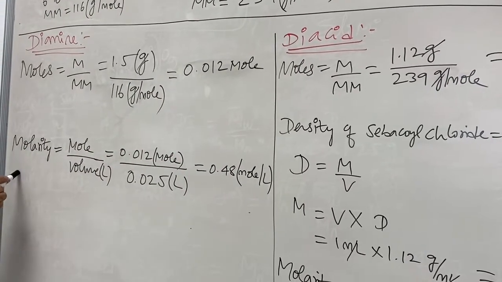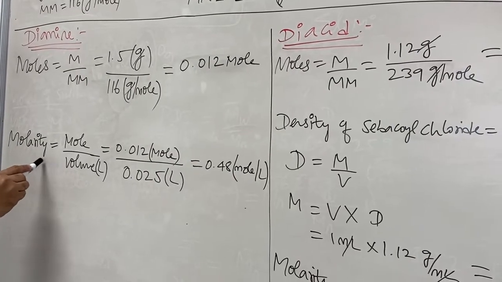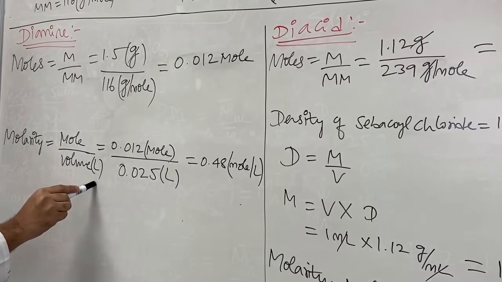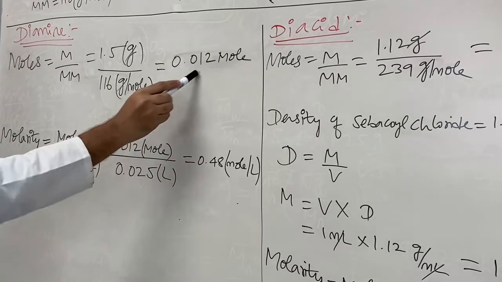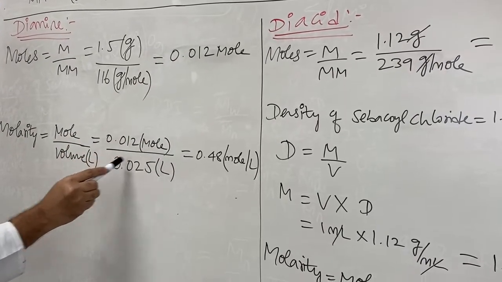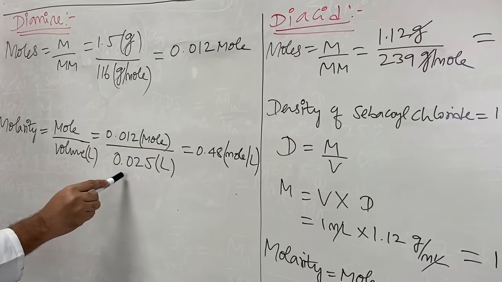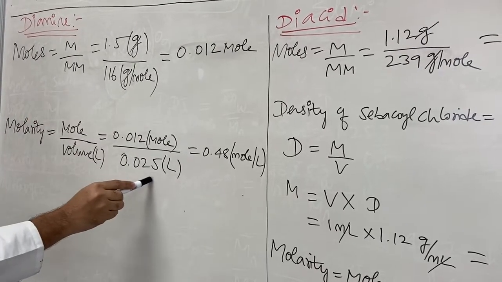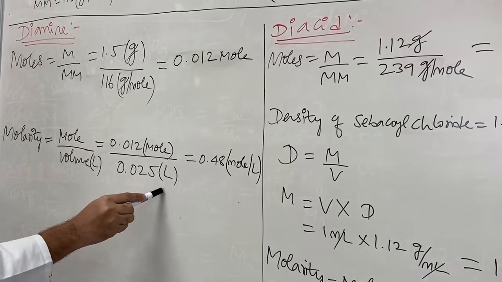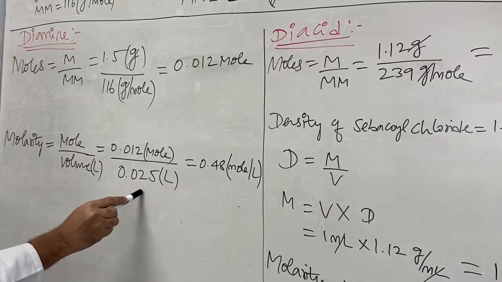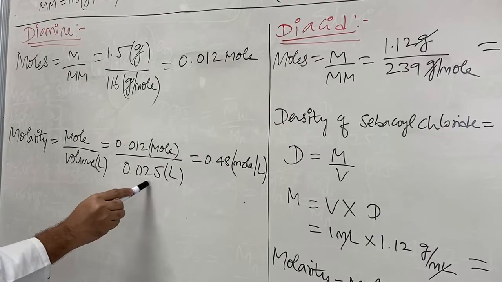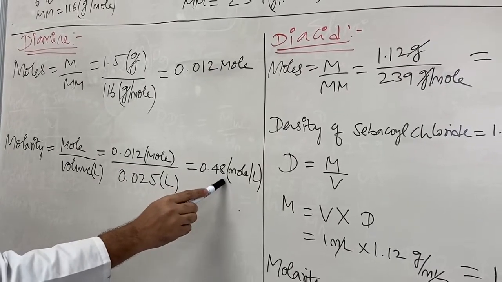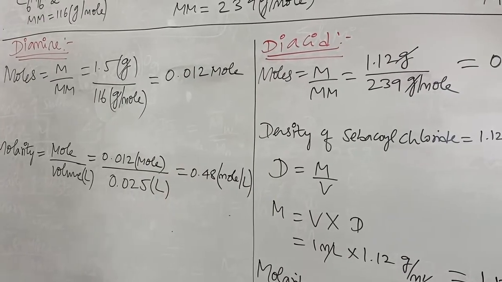Now we have to calculate the molarity. The molarity formula is mole divided by volume, with volume in liters, capital L. So mole, we got the value 0.012 mole. Then volume: I am going to dissolve the diamine in 25 ml of water. So the ml we have to convert into liter. 25 ml means 0.025 liter. So we are getting 0.48 mole per liter.